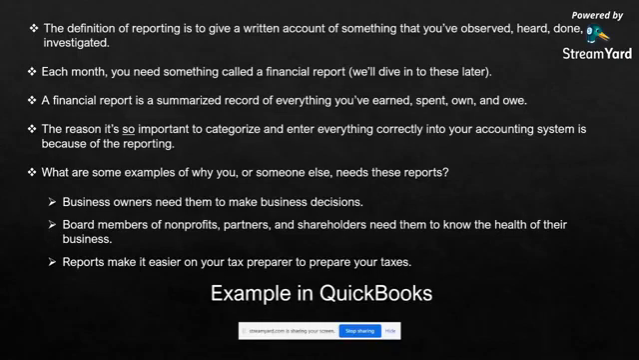We've got business owners. They need them to make business decisions. Board members of nonprofits, partners, and shareholders, they all need them to know the health of their business. And reports make it easier on your tax preparer to prepare your taxes. And there are other reasons. There's loans and things like that. If you're a nonprofit, the IRS may actually want to see specific reports to know that you are actually a nonprofit.